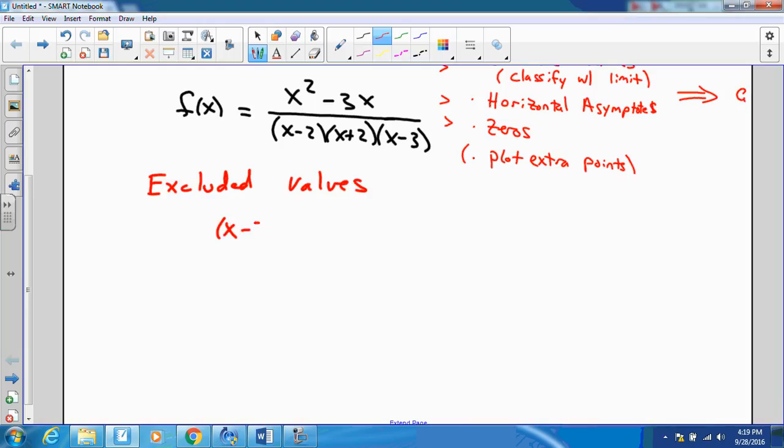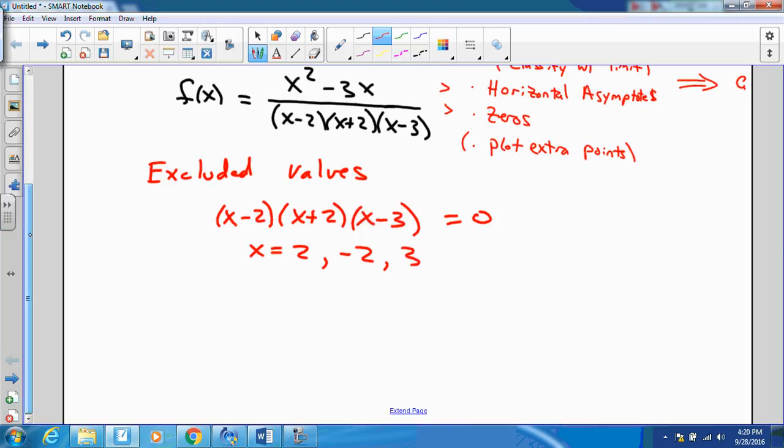And the excluded values are going to occur when the denominator is 0, because f of x fails to exist at any point where its denominator is 0. So I set this equal to 0, and immediately I see that I have 3 excluded values right here. And we're going to classify each one of these excluded values by using a limit. I'm going to start with x equals 3, actually.